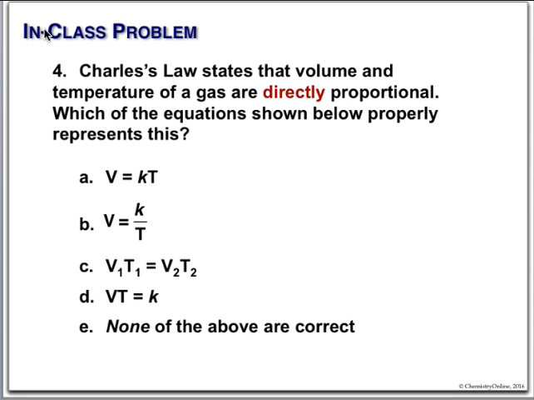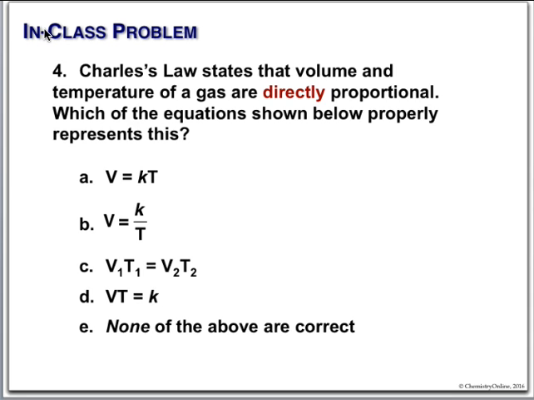Yeah. Okay. So this is Charles's law once again. Remember, Charles's law was temperature and volume. And the words here are that the two are directly proportional. Now, what I want you to remember in this question is, what do we mean by directly proportional? Basically, it means if one goes up, the other goes up. So which of these equations describes this?